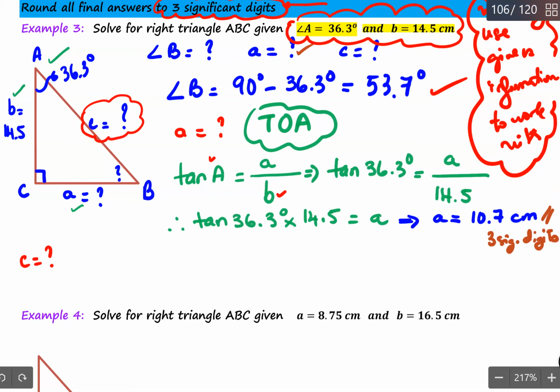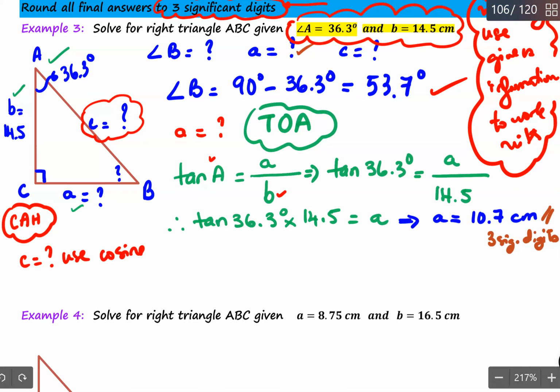The given information is A. C is always the hypotenuse, and B is adjacent to A. So you have to look for the trig ratio that has adjacent and hypotenuse. Adjacent and hypotenuse in this case would be cosine. So let's circle that. I'm going to use cosine.